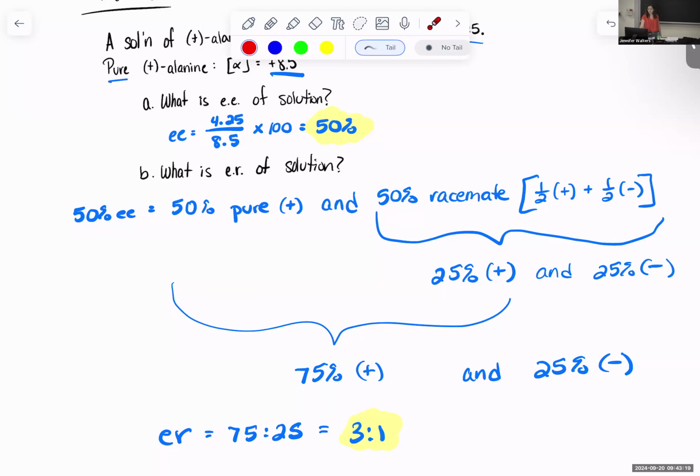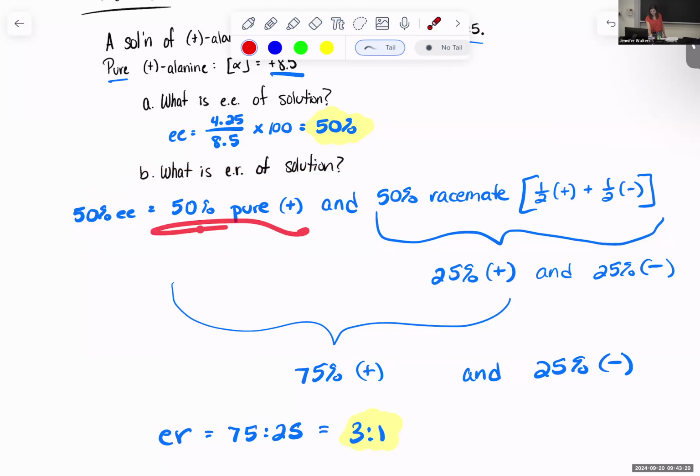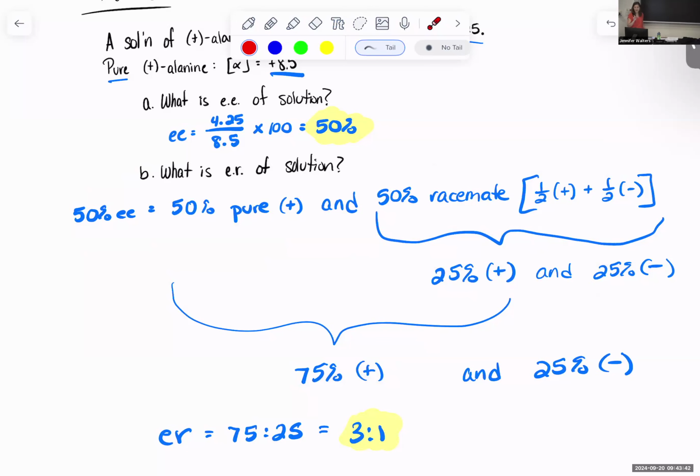All right. Does anyone have any questions about that? How you would go from EE to ER? And personally, I think this is the easiest way to go from EE to ER. Like this is the way it works in my brain, is I'm like, all right, this is the excess. So then the other 100% is the racemate. So I split it. So I'm like, half is the one, half is the other, and then group that together to finally figure out exactly how much of that major enantiomer do I have. Cool. Yes?